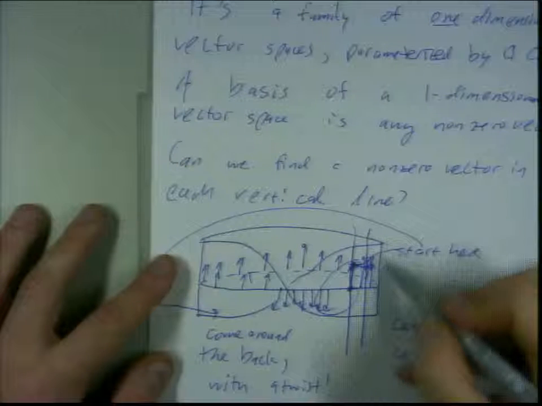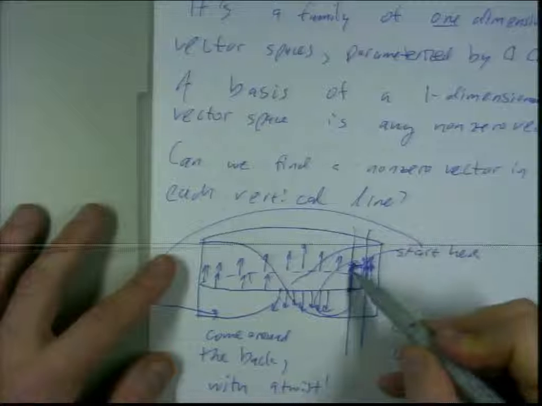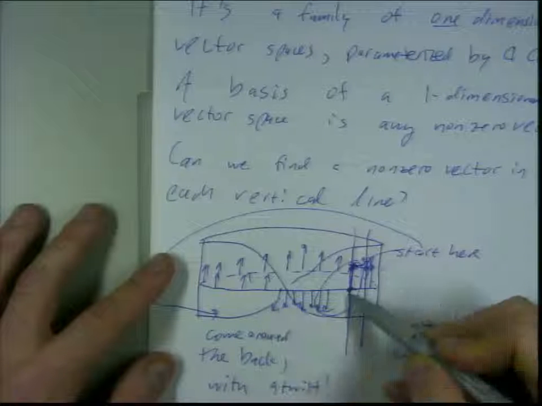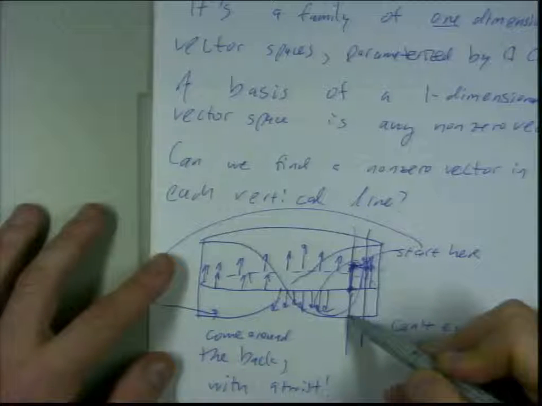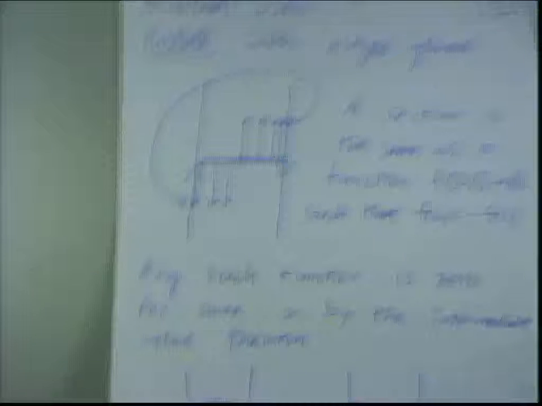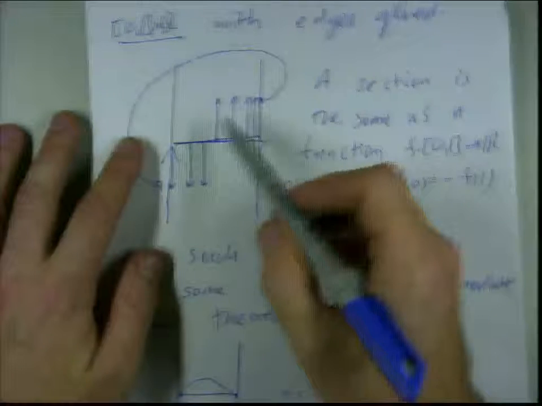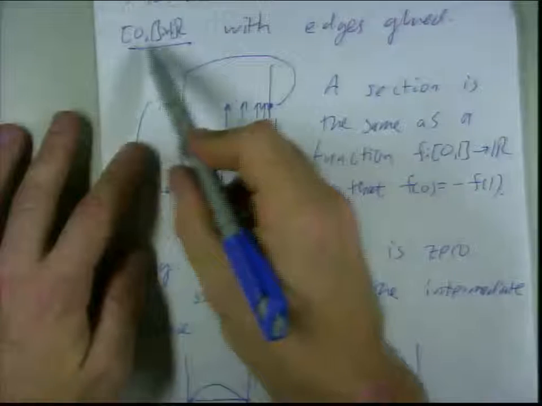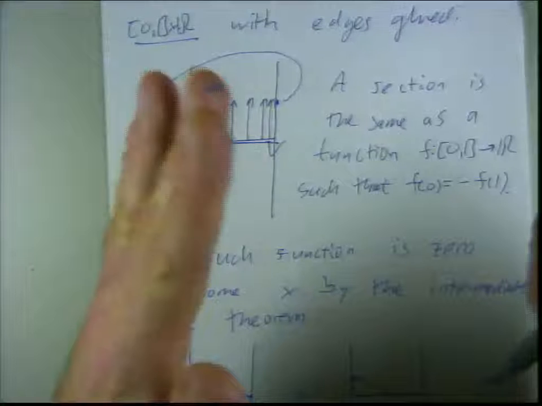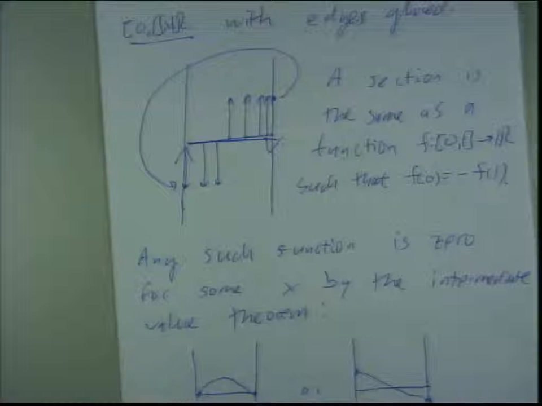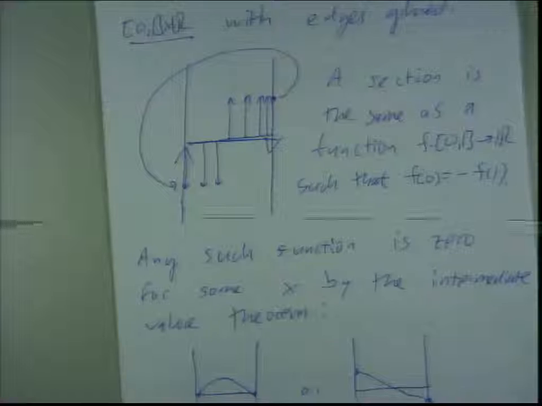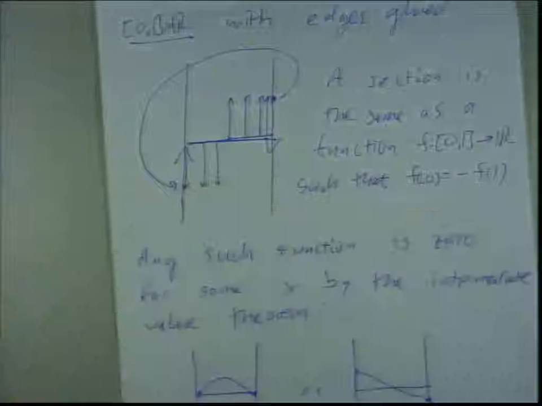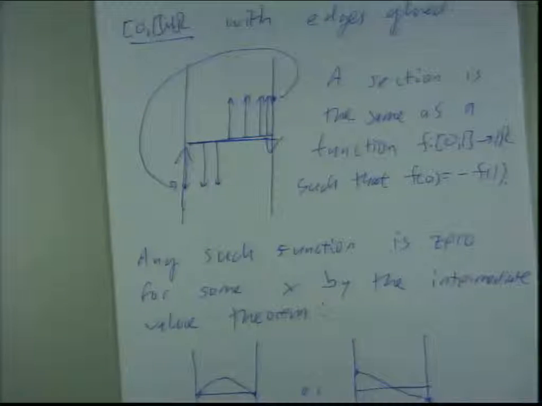If I have a continuous choice of non-zero vector at every point starting here, when I get back around, I'd have to have a negative thing, something pointing downward. That seems very weird the first time you see it, but it's actually easy to state in this case, the reason I chose this one, in terms of a function. If I view this as 0, 1 cross R, with the edges glued together by a twist, a choice of a point in each of the vertical segments is just like a value of a function. I'm just telling you the height at every point.